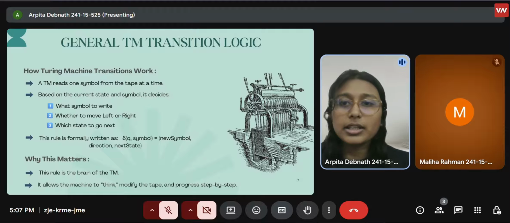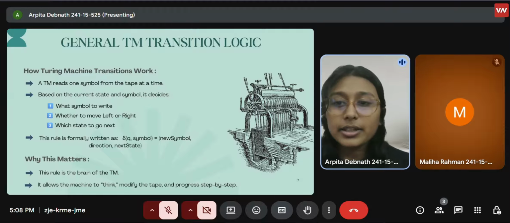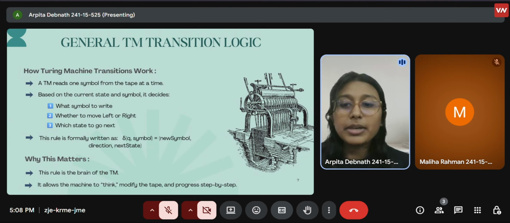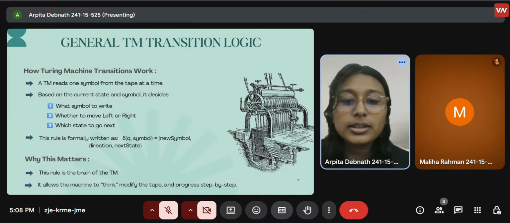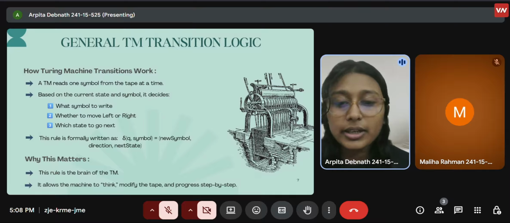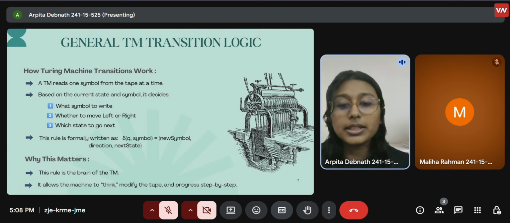General Turing machine transition logic. This slide explains how a Turing machine works step by step. The machine reads one symbol from the tape at a time, based on the current state and the symbol read. It decides three things: what symbol to write, whether to move left or right, and which state to go to next. The process is written as the current state and symbol, then the new symbol, direction, and next state. This transition rule acts as the brain of the Turing machine and helps it reach an accept or reject state.